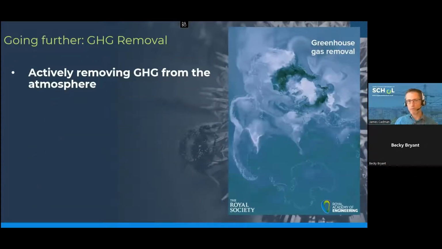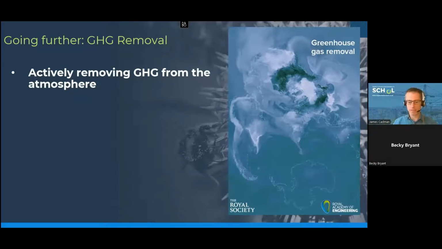So we've talked about offsets, and some of those offsets are about avoiding emissions. So we're still emitting greenhouse gases, we're just emitting less than we would have done otherwise. There's a lot of ifs and buts that we would have done otherwise had we not invested in that scheme, and they could do something different to their business as usual. That's the additionality piece.